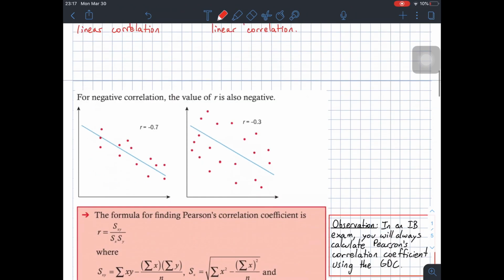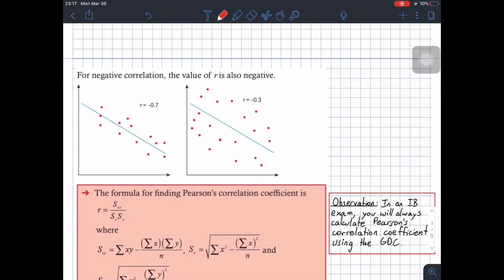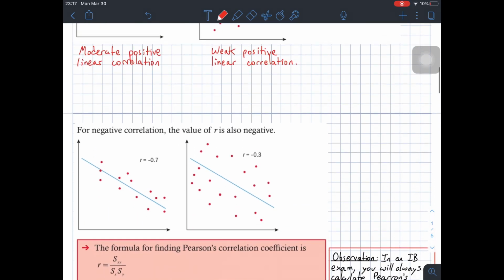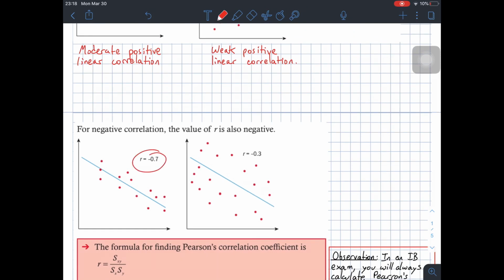Okay, then it says for negative correlation, the value of r is also negative. So in this case, we're having a moderate negative linear correlation. There's a negative trend between the values. Or negative 0.3 means a weak negative linear correlation, okay?